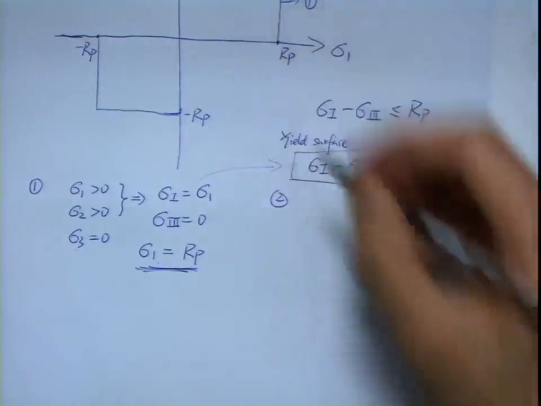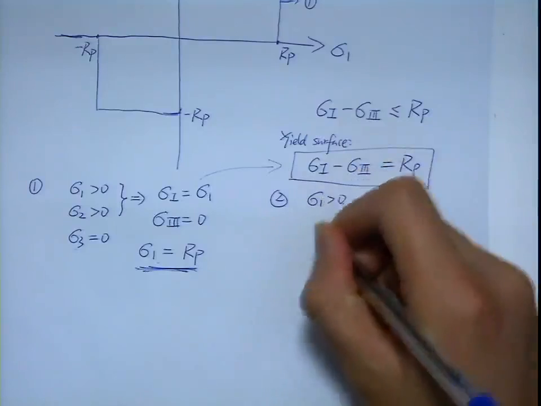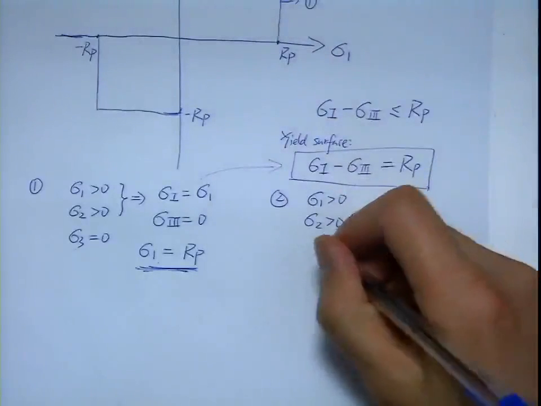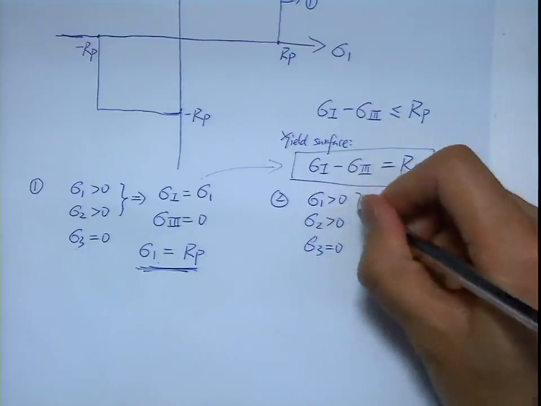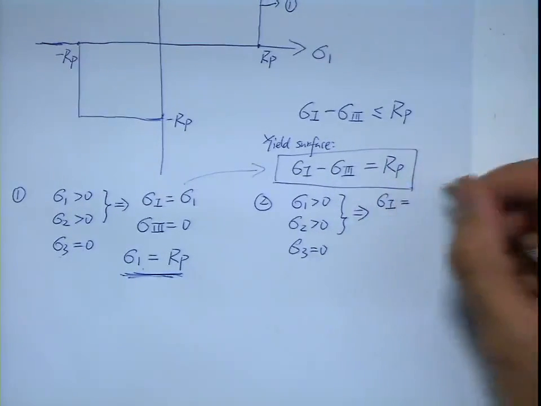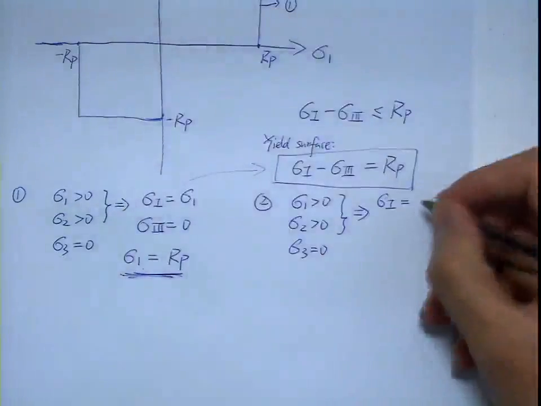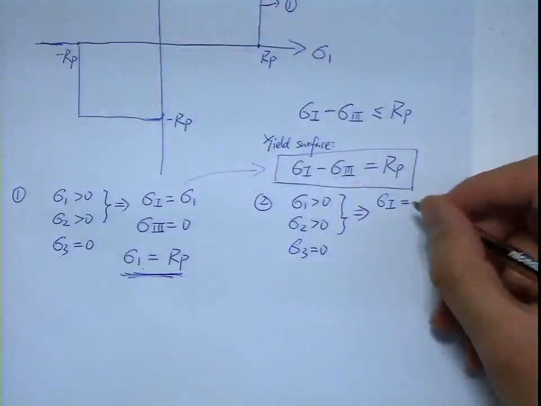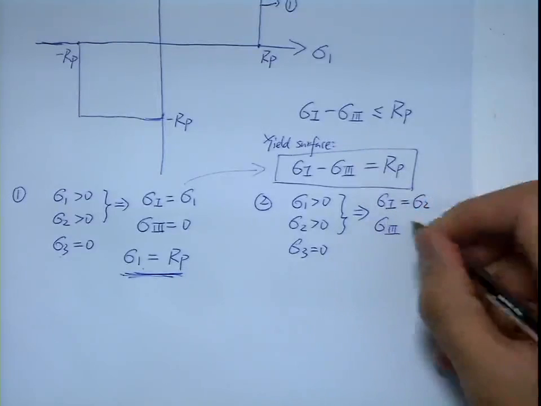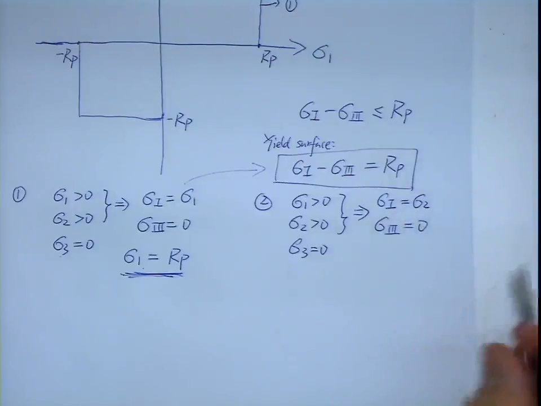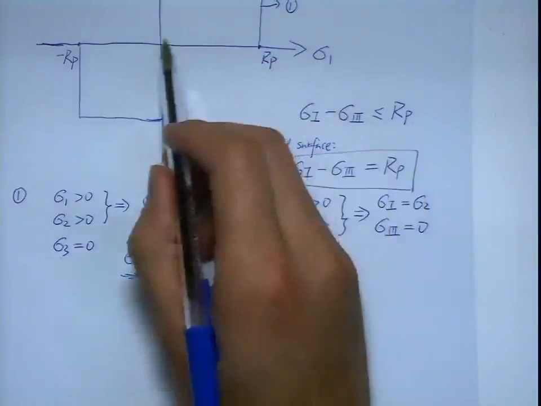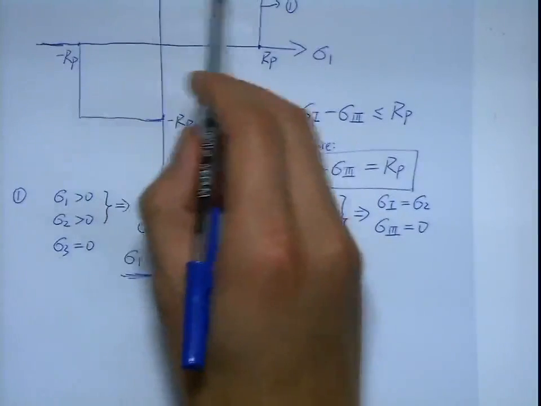Similarly, for number 2, sigma 1 larger than 0, sigma 2 larger than 0, because they are in this phase, everything is positive, and the sigma 3 is still 0. Now you need to be careful. The largest one now is the sigma 2 in this line, okay? Sigma 3 is still 0. Okay? Because sigma 1 can vary from 0 to RP, but sigma 2 in this line is always RP.